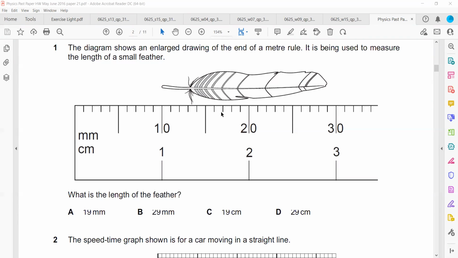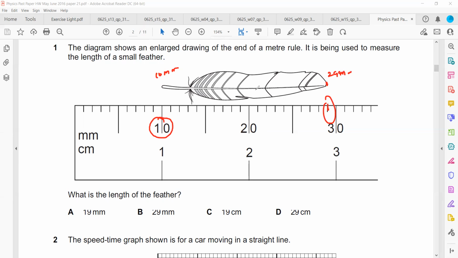The diagram shows the enlarged drawing of a meter rule, and it is being used to measure the length of a small feather. The question is, what is the length of the feather? The top scale is in millimeter and the bottom scale is in centimeter. When we read, it is starting from 10 millimeter and ending at 29 millimeter.